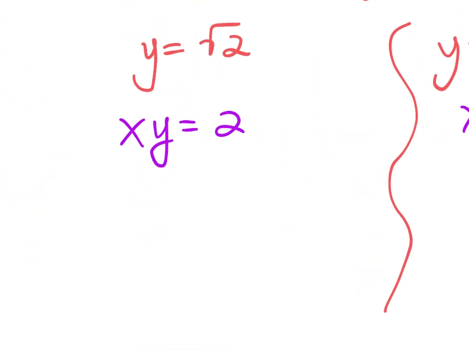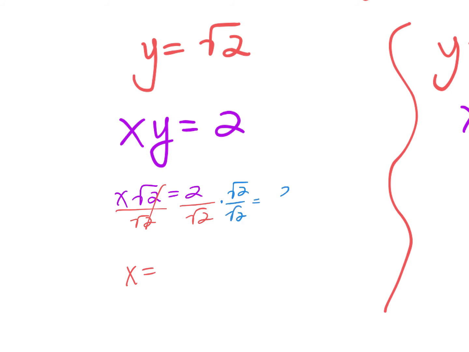So I have x times the square root of 2 equals 2. I want to get x all by itself. So I'm going to divide by the square root of 2. Agreed? So x equals 2 over root 2. Guys, can you leave the square root of 2 there? No, we have to rationalize. This becomes 2 root 2 over 2. What do the 2's do? Good, they cancel out. So I get the square root of 2.